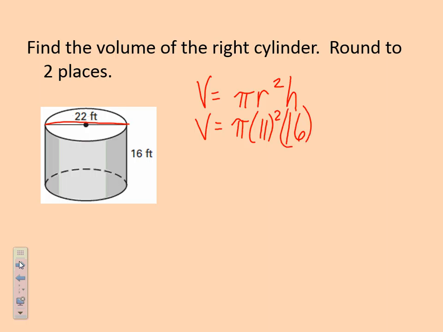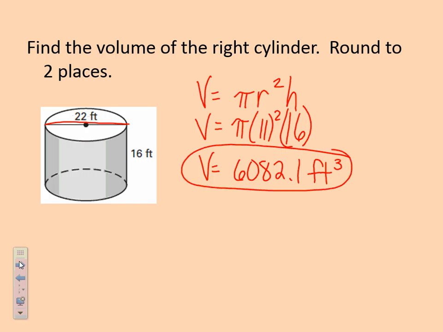So I'm going to plug in all these numbers here and see what I get when I type it in my calculator. Pi times 11 squared times 16. And you can type that in your calculator all at once. Volume equals 6,082.1 feet cubed. Okay, cubic feet for that final volume.